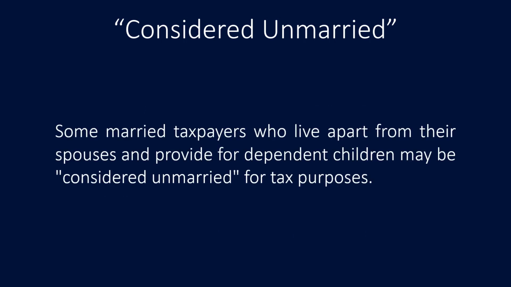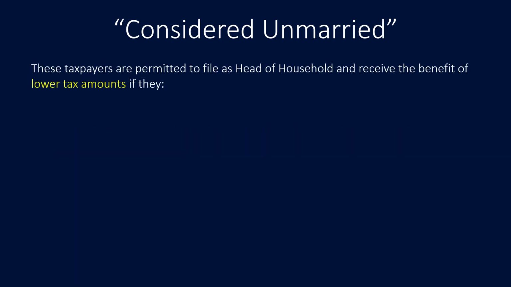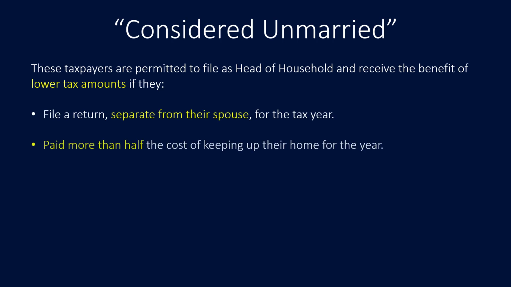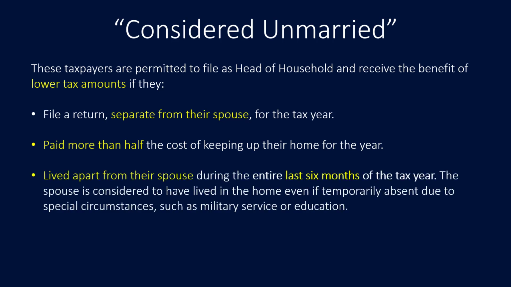So what does it mean when we say considered unmarried? Some married taxpayers who live apart from their spouses and provide for dependent children may be considered unmarried for tax purposes. These taxpayers are permitted to file as head of household and receive the benefit of these lower tax amounts if they file a return separate from the spouse for the tax year, paid more than half the cost of keeping up a home for the year, and lived apart from their spouse during the entire last 6 months of the tax year.